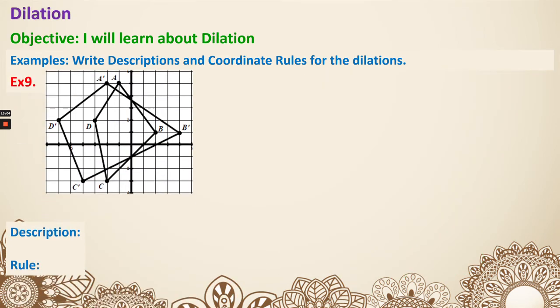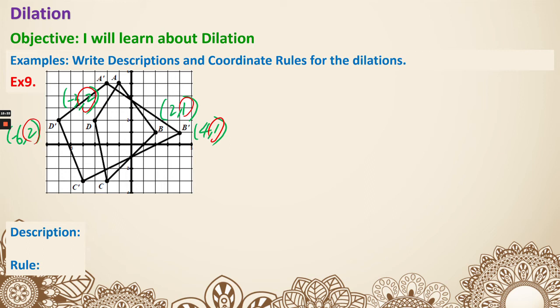And now, lastly, example 9. Let's start by identifying points first. My B, in this case, is 2, 1. My B prime is 4, 1. My D is -3, 2, and my D prime is -6, 2. So clearly, there is some change, and as you may notice, the y value does not change this time. The y does not change. They're both 2 and they're both 1.